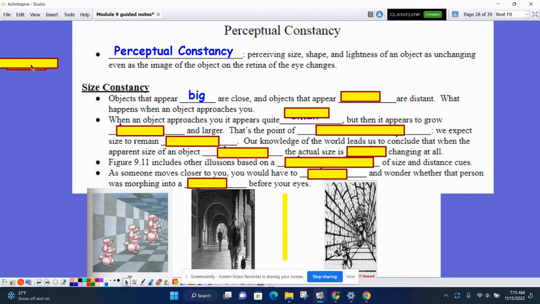So we can have size constancies, meaning that objects that are close appear big, and objects that are distant appear small. And what happens when the object approaches you? Well, there's some weird things that can happen. When the object approaches, you might see it as appearing quite small, and then it grows larger and larger and kind of morphs.